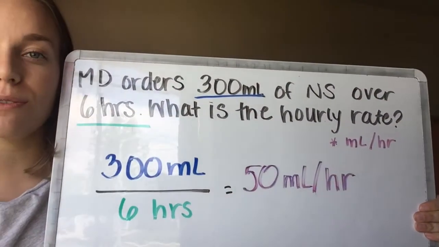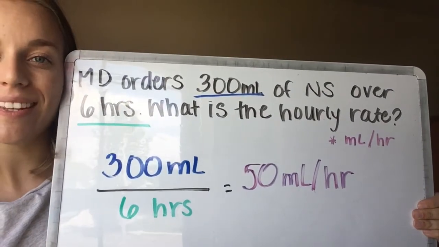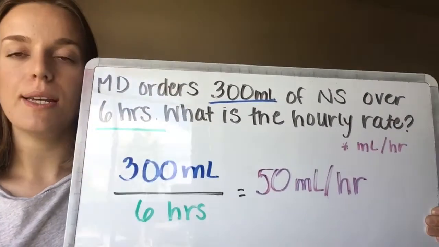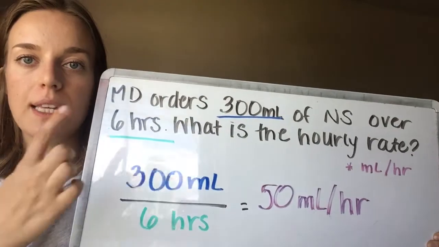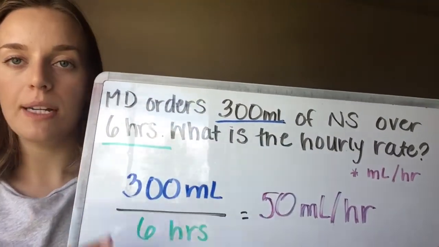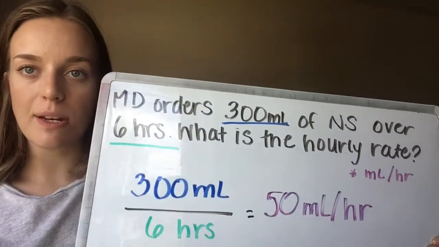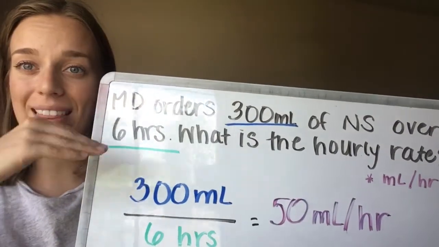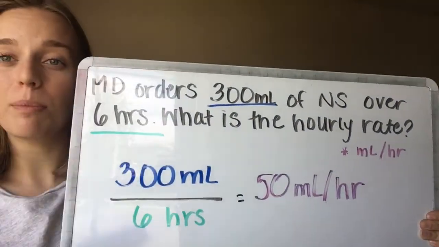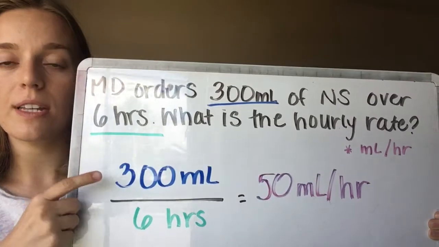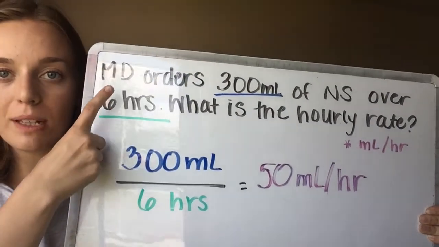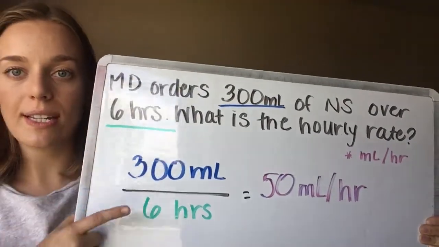The doctor orders 300 milliliters of NS over 6 hours. What is the hourly rate? So when we're looking for the hourly rate, in this case, we're looking for milliliters per hour. So we're going to set up our problem using dimensional analysis. That's when we start layering things as we read them in the problem, as we know conversion factors. So we've got 300 milliliters of NS over 6 hours.